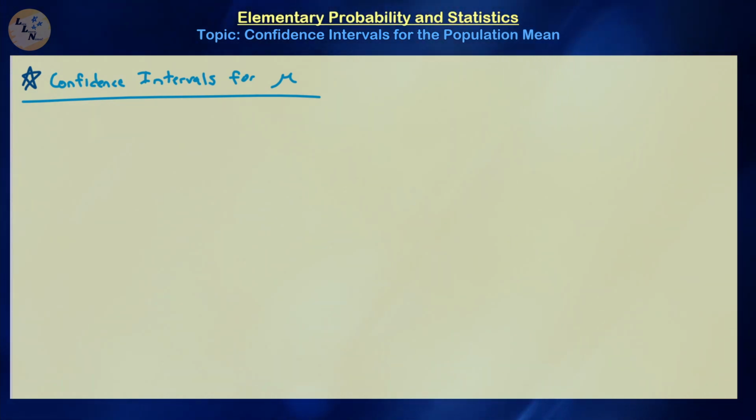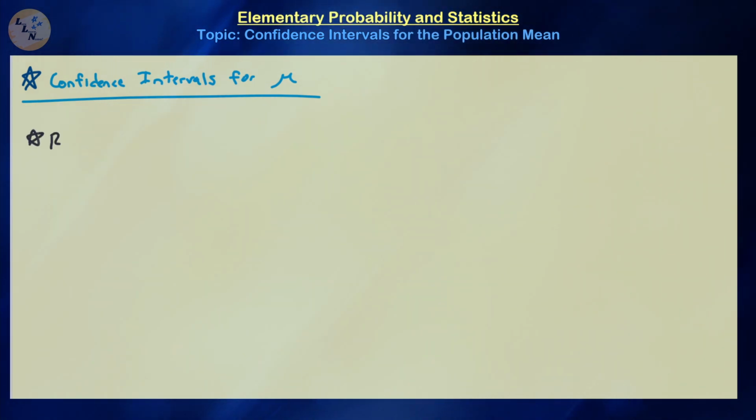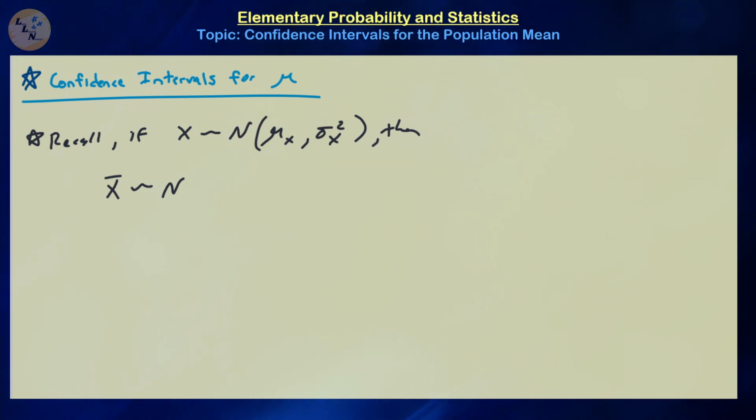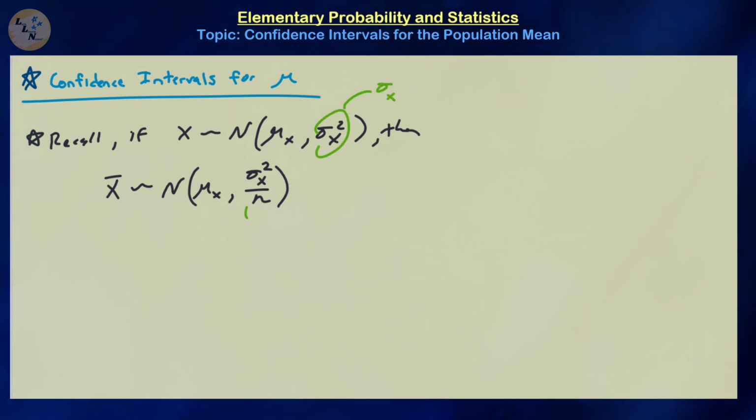So let's briefly go over a couple of principles that we're going to need that we've actually discussed already. Recall that if x is associated to a normal distribution whose mean is mu x and its variance is sigma x squared, then the arithmetic mean random variable is also going to be associated to a normal distribution whose mean is the same as the mean of the population that we're sampling from, and the variance is going to be equal to the variance of the original population divided by the sample size, or equivalently the standard deviation of the population divided by the square root of n.